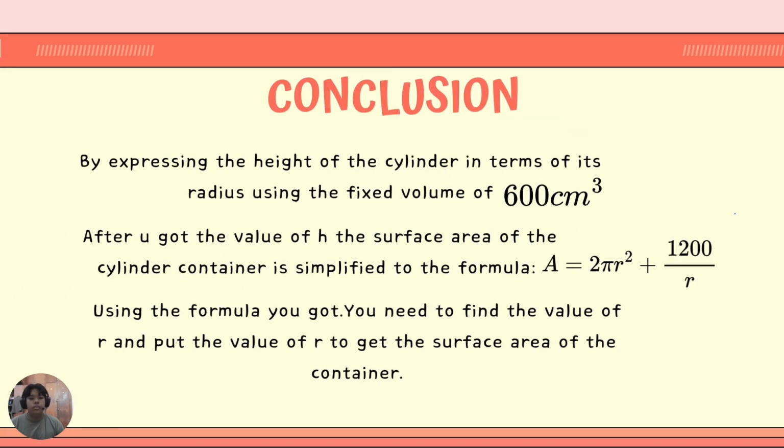For our next slide, this is our conclusion. By expressing the height of the cylinder in terms of its radius using the fixed volume of 600 cm cubed, after you get the value of h, the surface area of the cylinder container is simplified to the formula. As you can see here, this is the formula that we used before. Using this formula, you need to find the value of r and put the value of r in to get the surface area of the container. That's our conclusion for this question for our project.